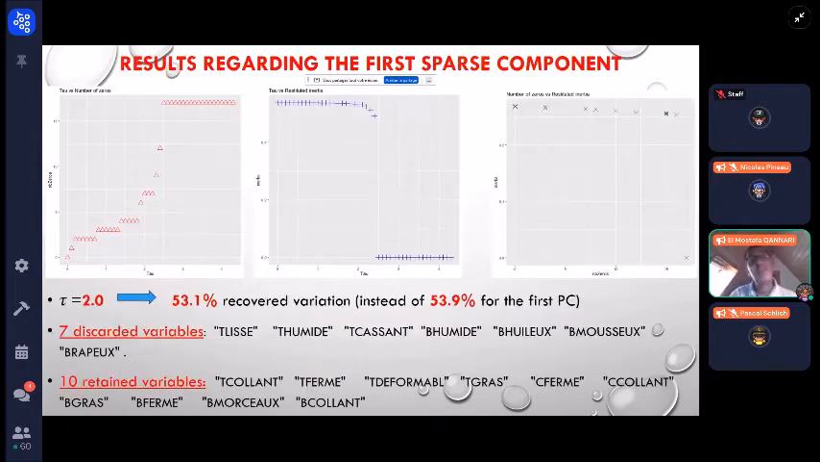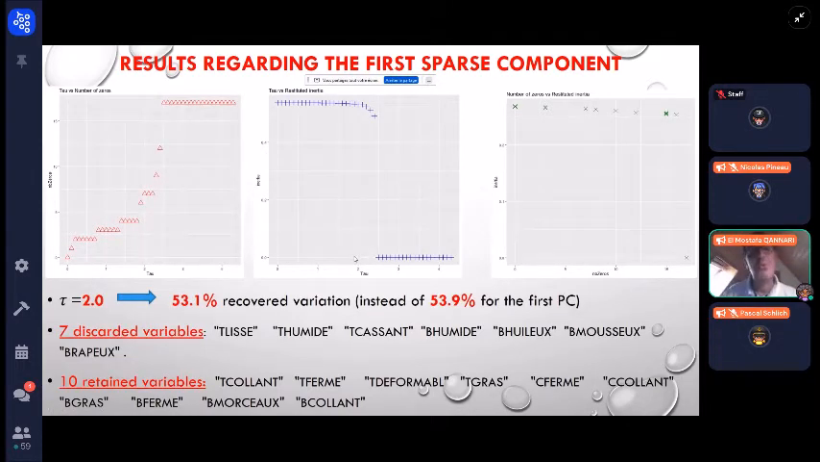Now let us move to the sparse components. The results are very interesting because we have here, for instance, the evolution of the number of zeros, the number of variables that will be removed, as a function of tau. And you can very easily understand that when tau becomes very large, all the variables will be discarded, meaning that you have chosen something which is too large. You start with zero, which is principal components, where no variable is removed. And then you see that, for instance, here with tau equal to 2, you have about 12, 7. Anyway, we'll see it afterwards.